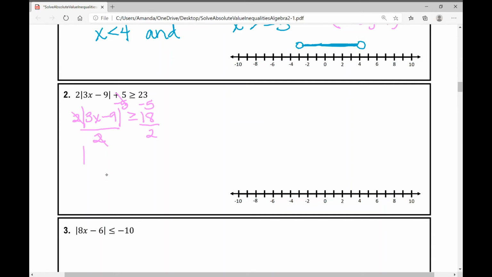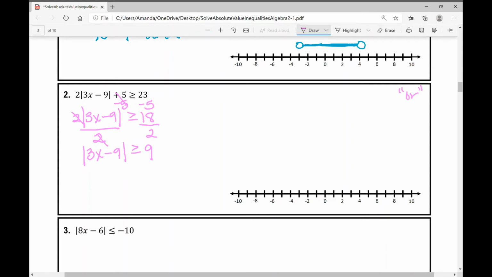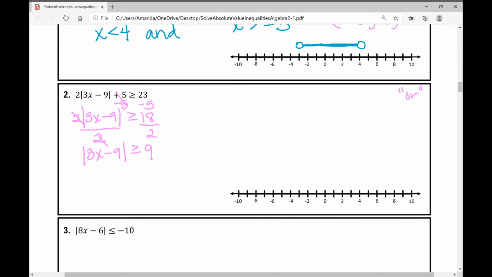When I divide both sides by 2, I get the absolute value of 3x minus 9 is greater than or equal to 9. So again, what I really like to do is I see that greater than or equal to symbol, and a lot of students really struggle with understanding why your solutions look like this, which I explained in the beginning. That is really difficult to understand. So if you're still confused on why that is, just understand that many students feel that way. It's pretty difficult. So this is an OR. It's going to be an OR compound inequality.